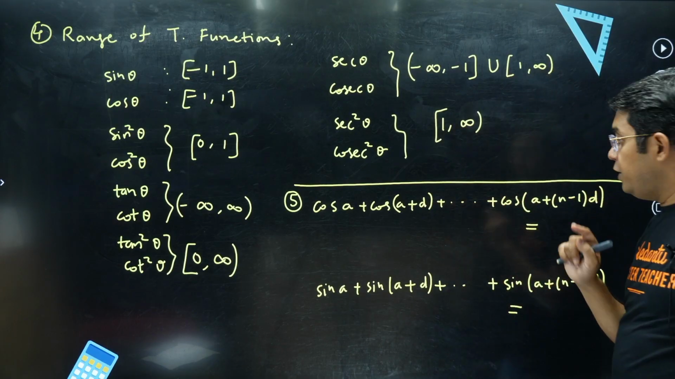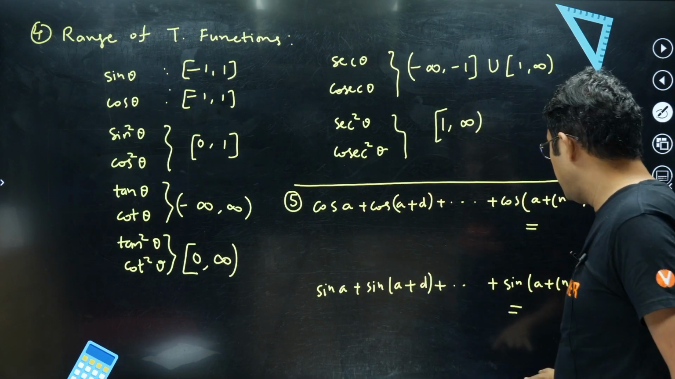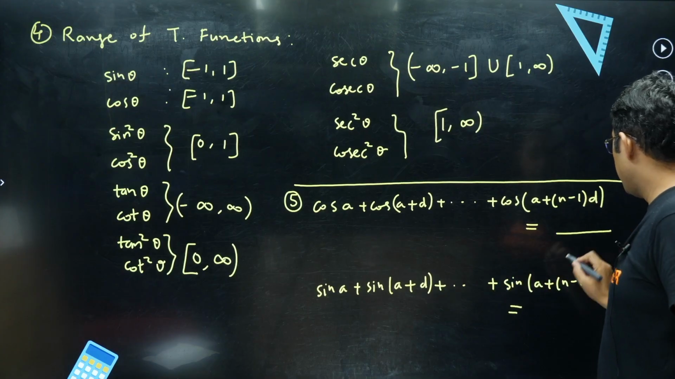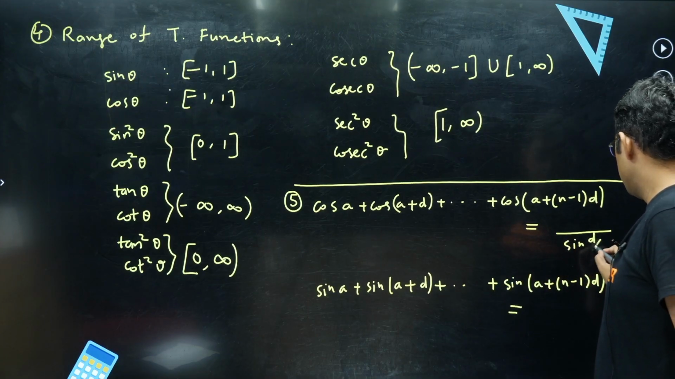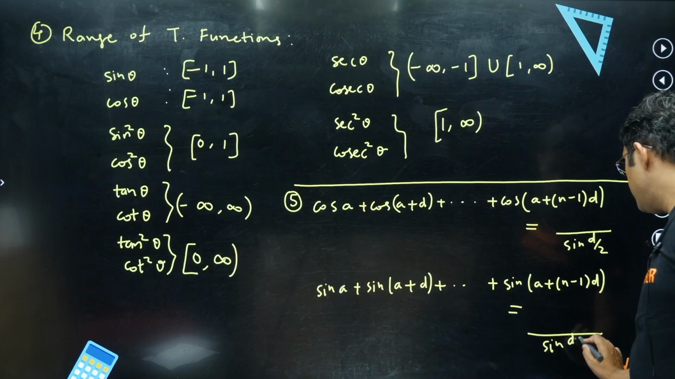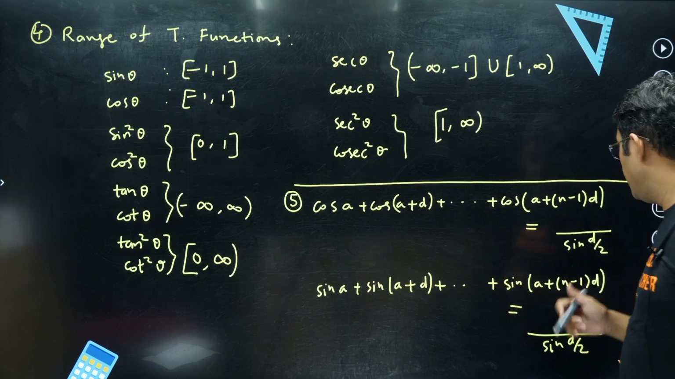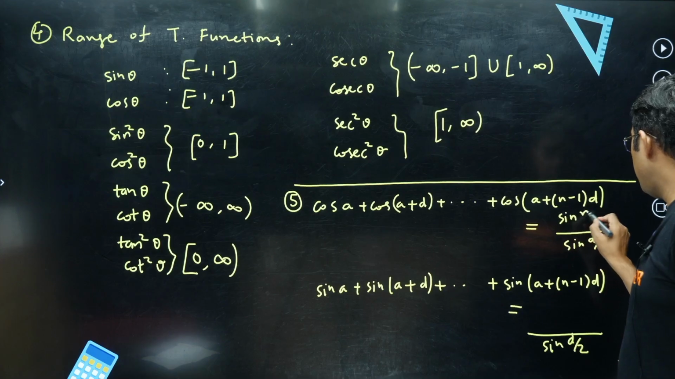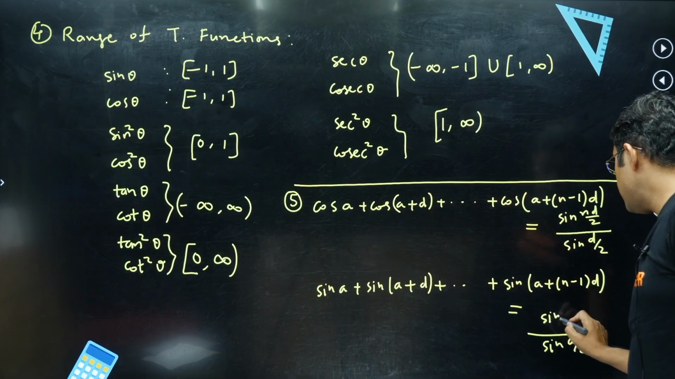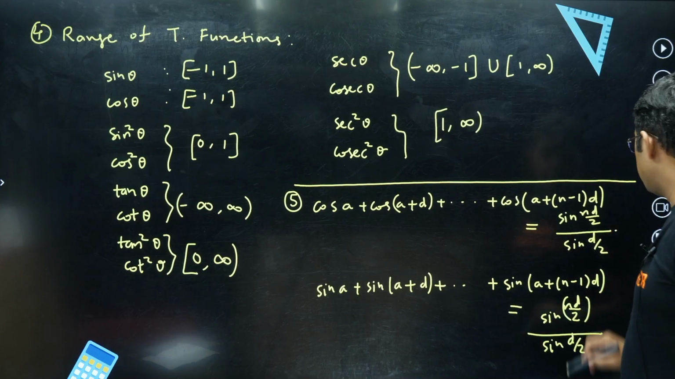Now one more result that is very useful: when angles are in AP and these angles are with cos or with sine, these both formulas are very similar to each other. In case of cos, it will be in the denominator sine d by 2. In case of sine also, it will be sine d by 2. Here d is the common difference of the angles that are in AP. In numerator, it will be sine n d by 2 in case of cos. In case of sine also, it will be sine n d by 2. So you can see there is no difference as of now, but there is a difference after that.